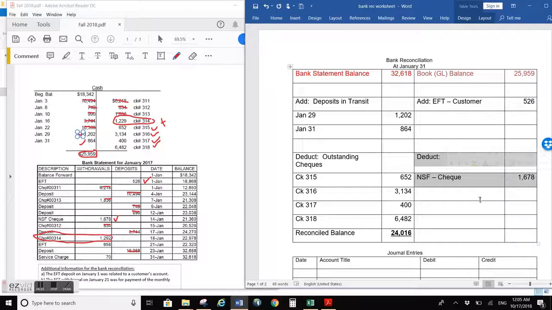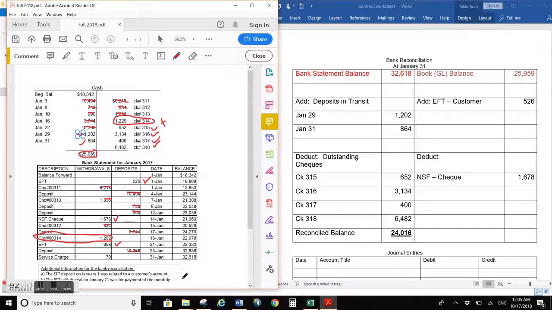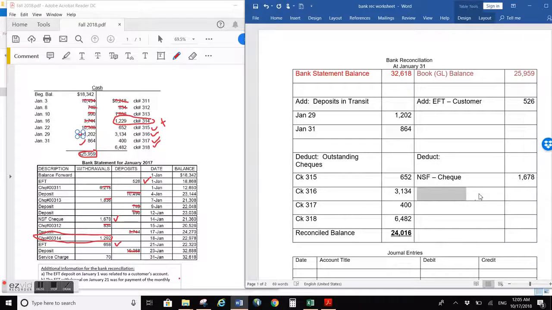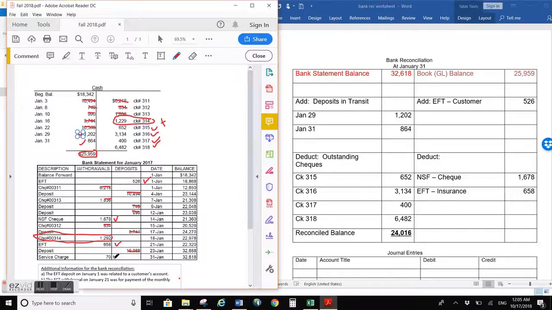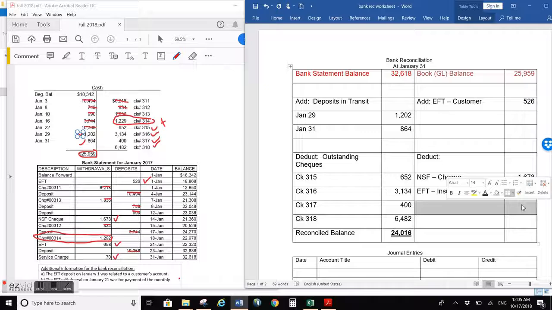All right. Let's move on to this EFT transaction. So we were paying our monthly insurance payment here. That was taken out of our bank account, so we'll subtract it on our bank reconciliation. We've got this crazy service charge. We got dinged for $70, so we'll definitely register that on our bank reconciliation. There we go. All right.